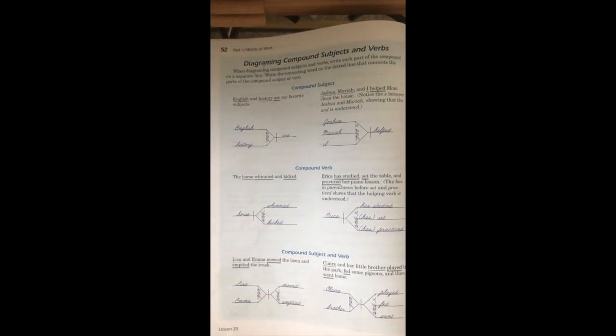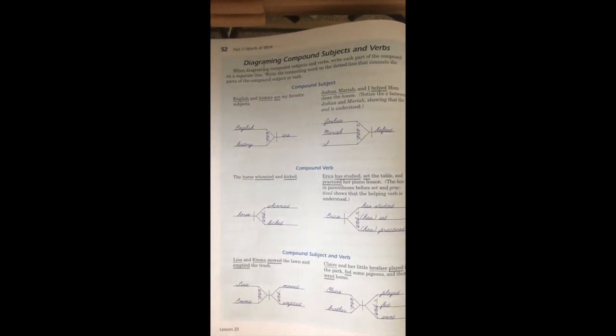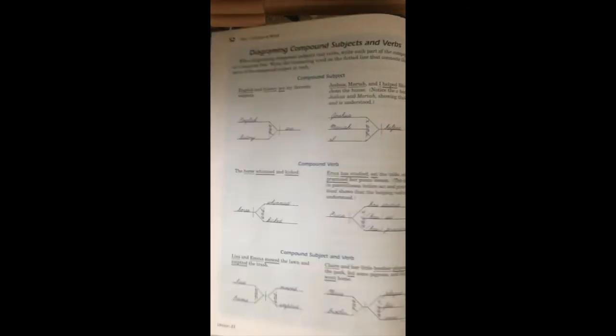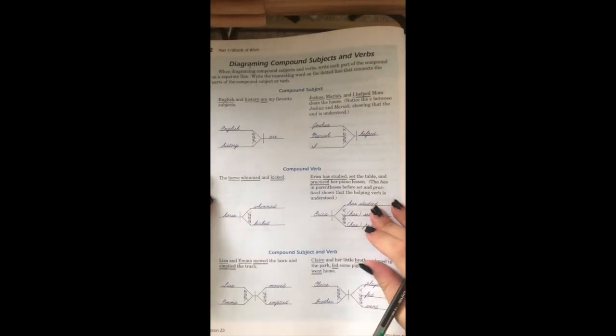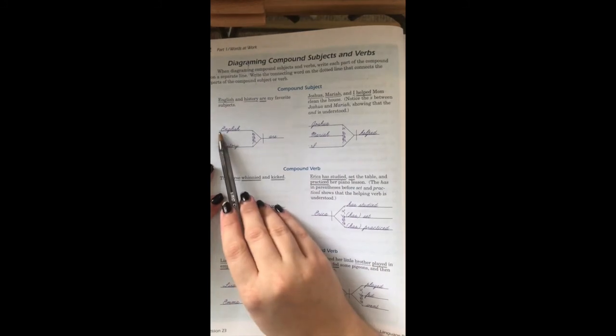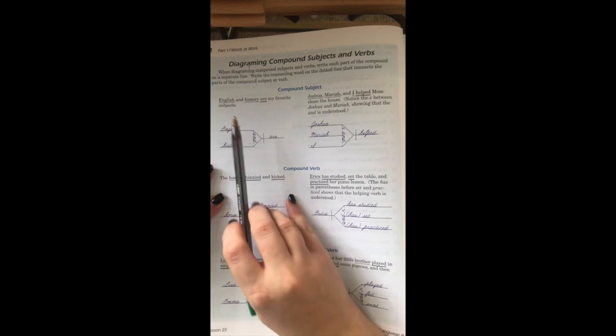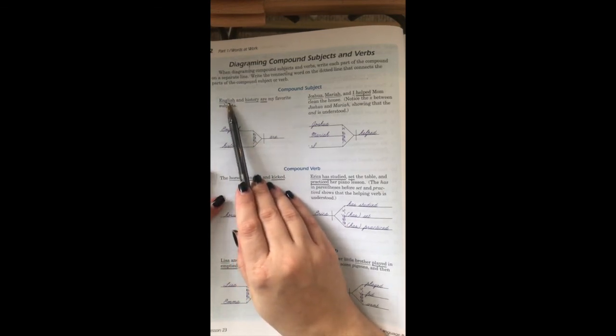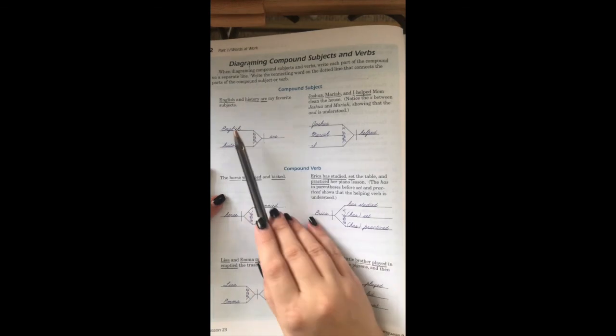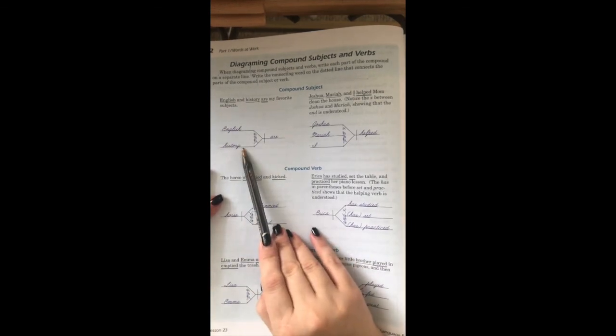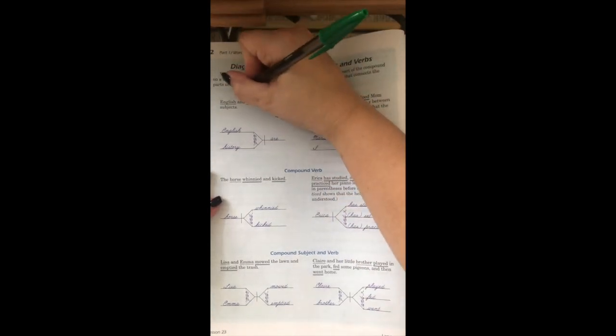So let me grab a piece of paper here. Having a hard time finding one really quick. Okay. So it gives you an example, but I would like to do a few with you. So you would draw these two lines one on top of the other when you have two. So in this case, in our subject, we have English and history. So that means you would write English, history, and then which is the word that connects them. In this case, it's and.